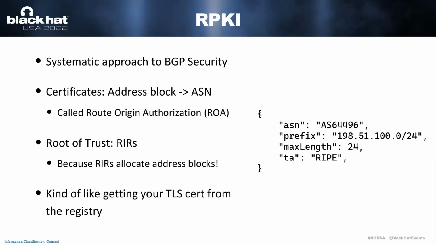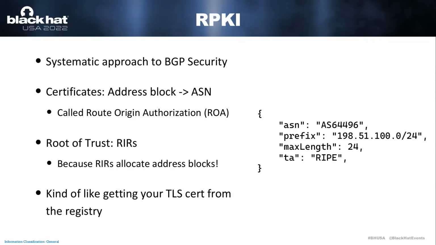To fix the BGP security problem, the IETF introduced RPKI, which is the Resource Public Key Infrastructure. As the name suggests, it's a public key infrastructure for internet resources. And it's a systematic approach to BGP security where, a bit like TLS, you have certificates, and those certificates map address blocks to ASNs, autonomous system numbers. And those certificates are called route origin authorizations, and an ROA essentially contains the data displayed on the right.